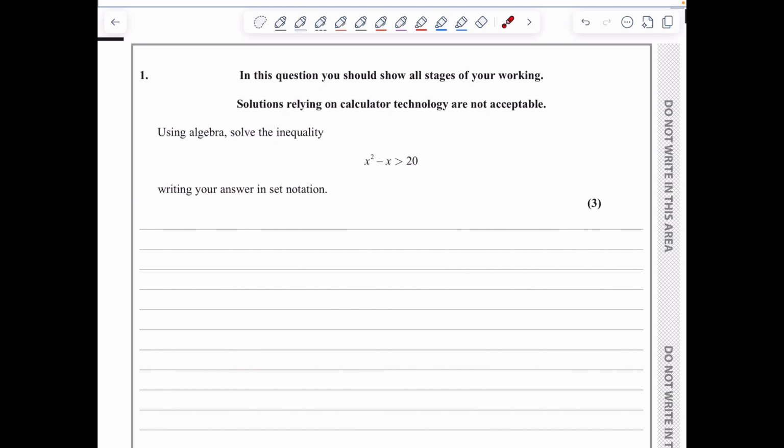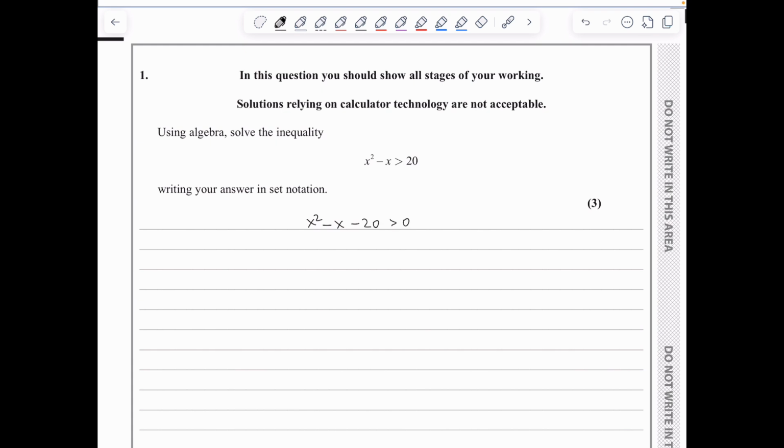In question 1, we need to show all stages of the working, and solutions relying on calculator technology are not acceptable. Well, we need to use algebra to solve the given quadratic inequality, and I will start by collecting everything on the left hand side. So we've got x squared minus x minus 20 being greater than 0.